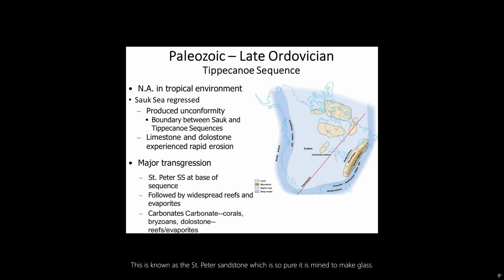This is known as the St. Peter sandstone, which is so pure it is mined to make glass. Sandstone deposition was followed by widespread reefs and evaporites as sea level continued to rise. The carbonates deposited in these reef environments include corals and bryozoans, as well as other shelly fauna of the period. This illustration clearly shows the extent of sea level rise on the North American craton during the late Ordovician. What could this mean for life on Earth?